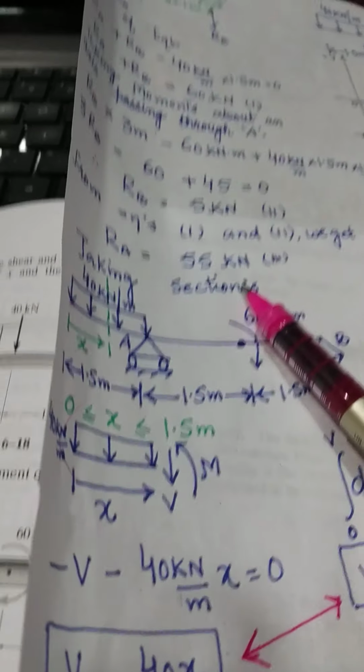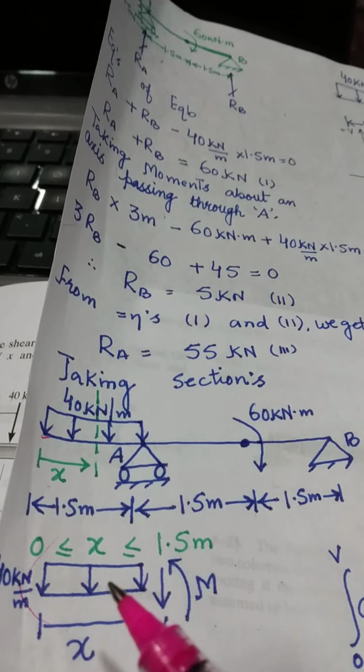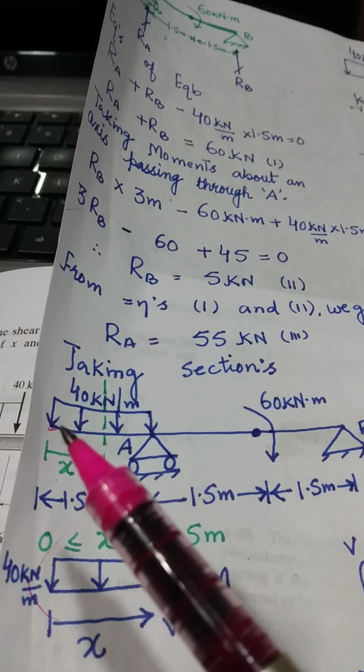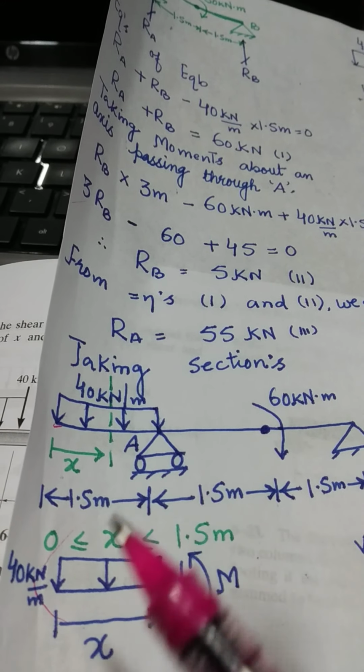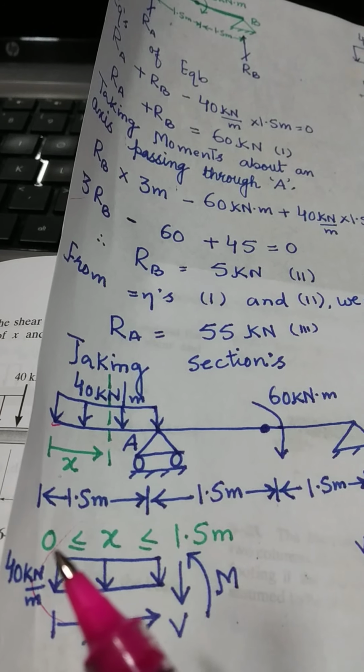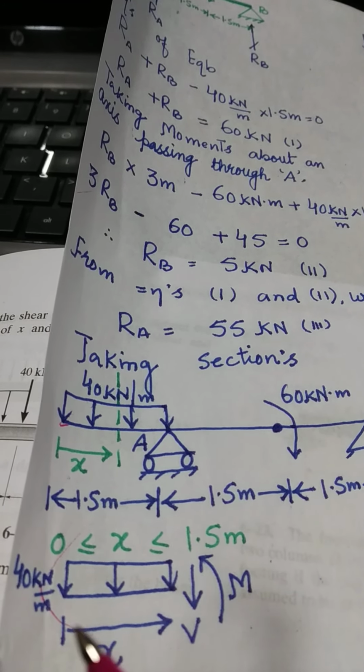In this portion, we have the uniformly distributed load, and this uniformly distributed load acts on a span from x equal to 0 to x equal to 1.5. So what we are saying is, from x going from 0 to 1.5, the beam element will be like this.